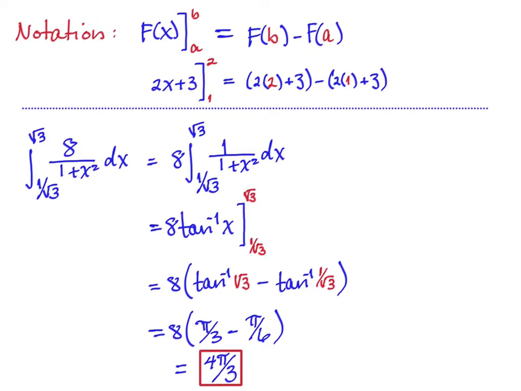All right, so that's how to evaluate a definite integral without having to take a limit of a Riemann sum. You find an antiderivative and then plug in the upper limit and the lower limit and subtract.